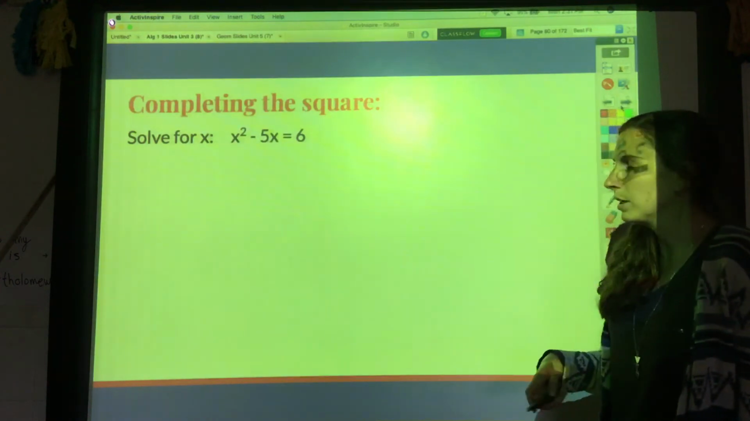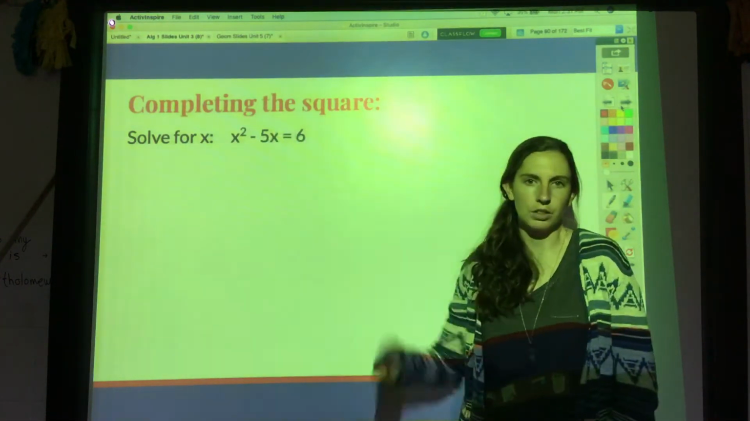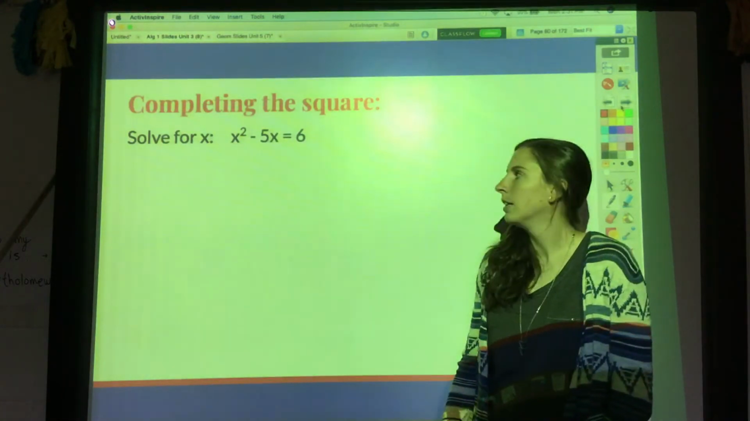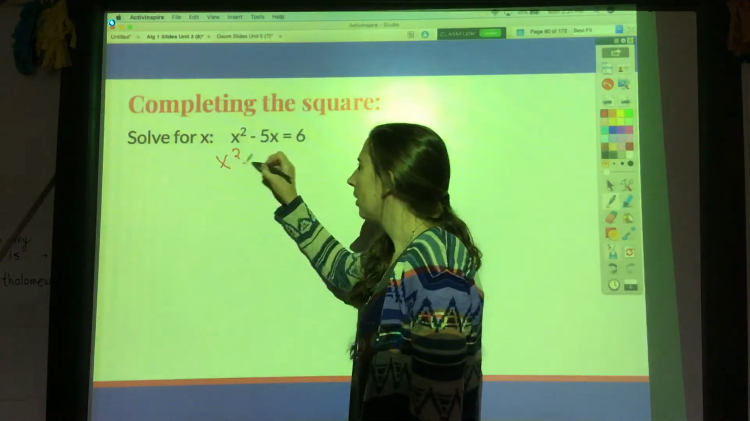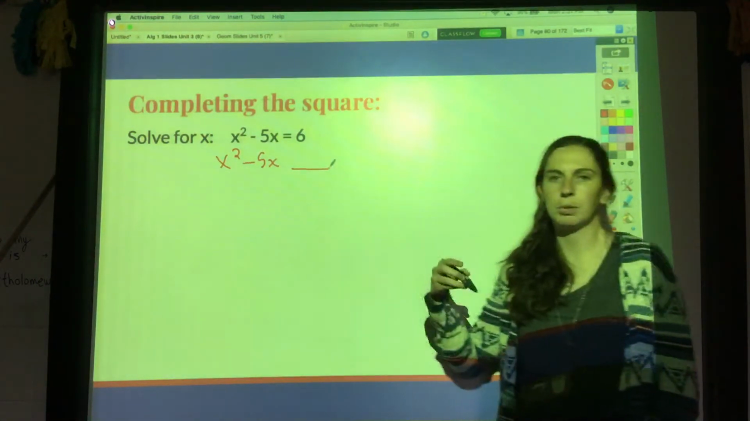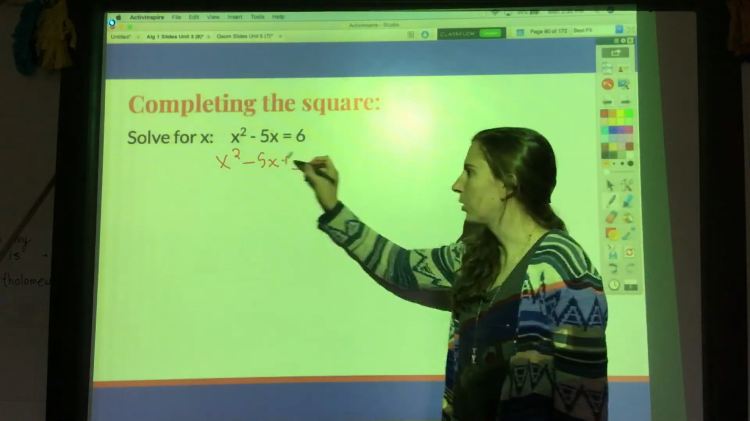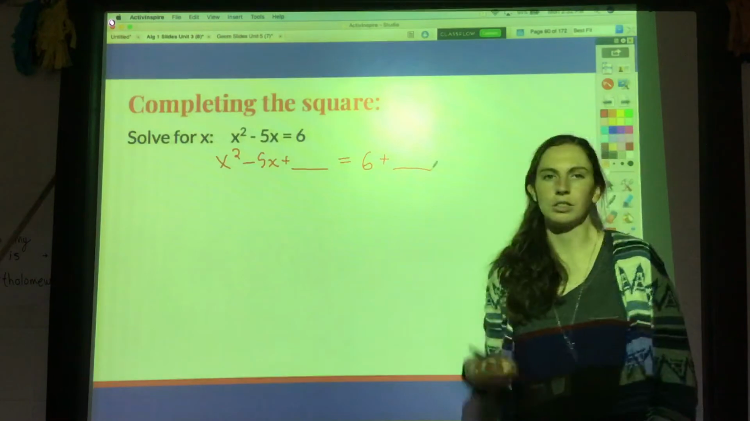All right, so on this one, notice the constant is actually already moved over to the other side. It's already out of the way. So that's great. We don't even have to do that step. I'm going to write out the same problem, just leaving a blank right here for the new number that I'm going to add in, because I know I'm going to do that. And don't forget to add it to the other side too.